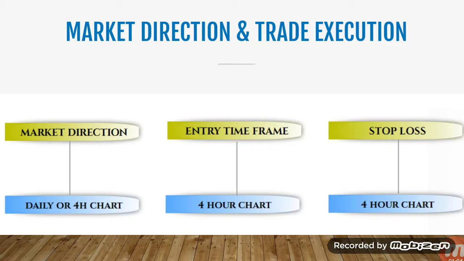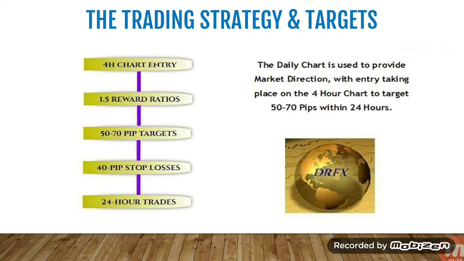And once a trading opportunity has been identified, then entry will take place using the signals and patterns provided by the 4-hour chart, with the patterns of this time frame also used to protect the trade until the trading target has been hit. Of course, for the most part, we aim to capture a trading gain of between 50 and 70 pips within 24 hours using the signals and patterns provided by the daily chart and the 4-hour chart.